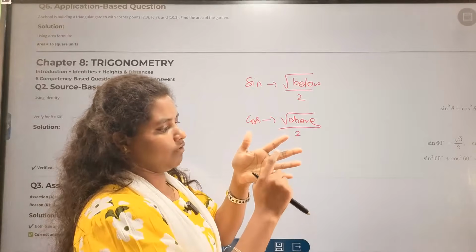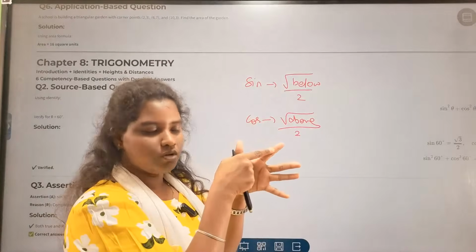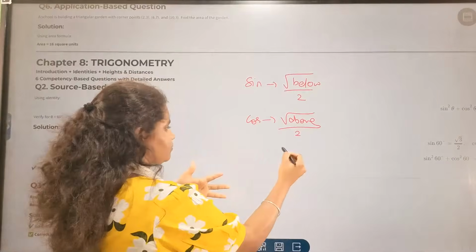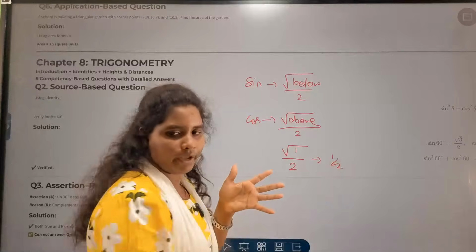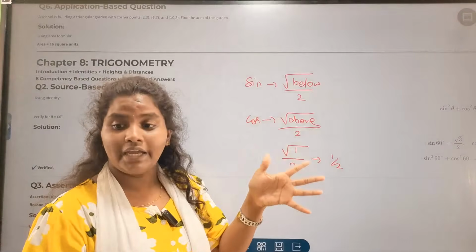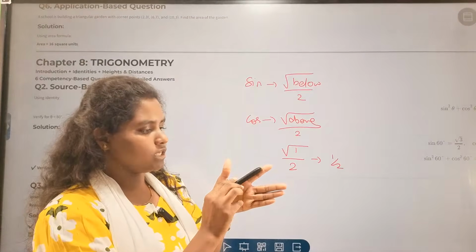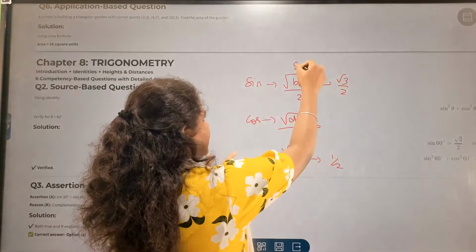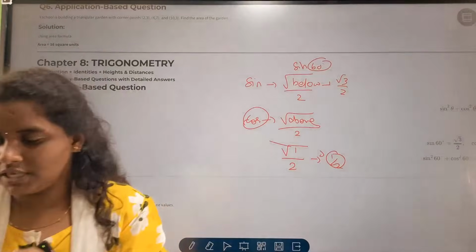So the question is cos 60 degree, right? See, 0, 30, 45, 60. So 60 degree, cos means it's above. So above we have only one finger, right? So root 1 divided by 2. So the answer is 1 by 2. The same concept will apply. What about sine 60? Sine 60 means it's below, right? So below 60 degree we have 3 fingers. So below means it's root 3 by 2. Sine 60 value is root 3 by 2. Cos 60 value is 1 by 2. Is this easy?